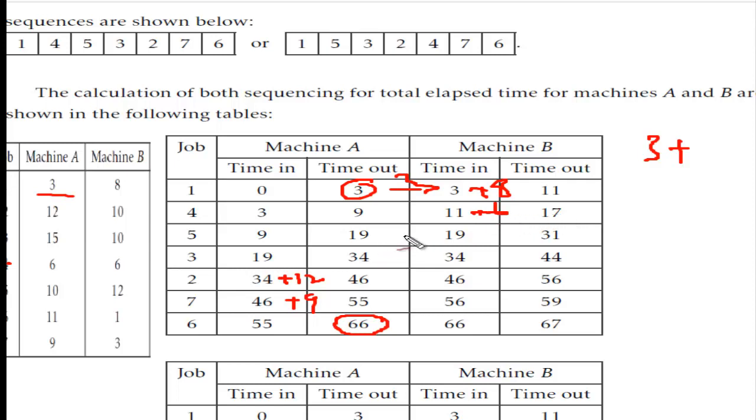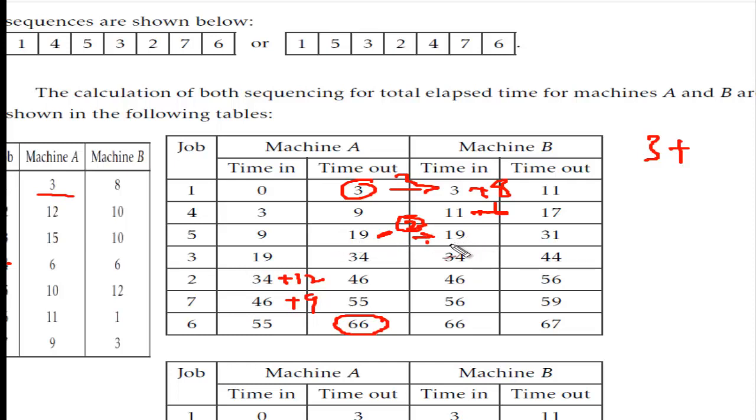When it comes here at 17, machine A is finished only at 19, so I have to wait 2 units of time, 17 plus 2, to reach 19, because it's still occupied by machine A. So I cannot go for machine B with this job, right? Because there is no passing.